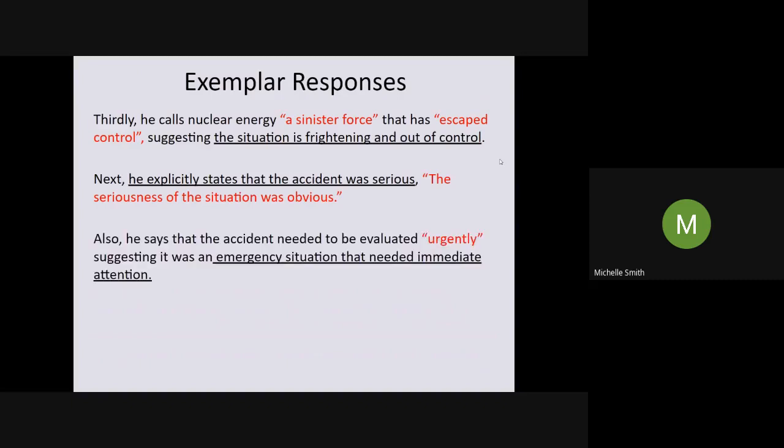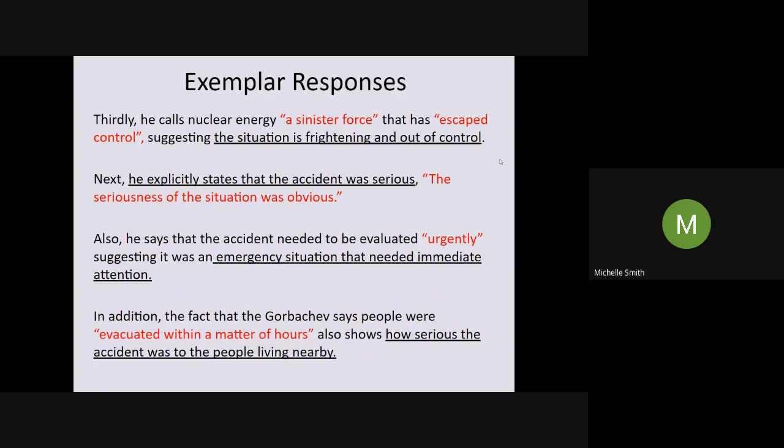All right, next, he says the accident needed to be evaluated urgently. Now, the word urgently to me suggests this was an emergency situation and needed immediate attention. If something is an emergency, it's very serious, isn't it? So just that word urgently is really good there.